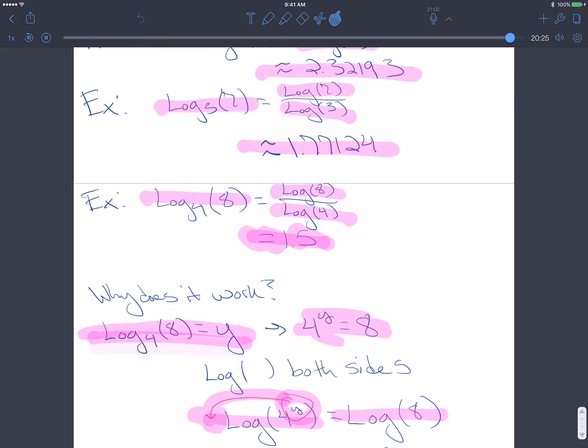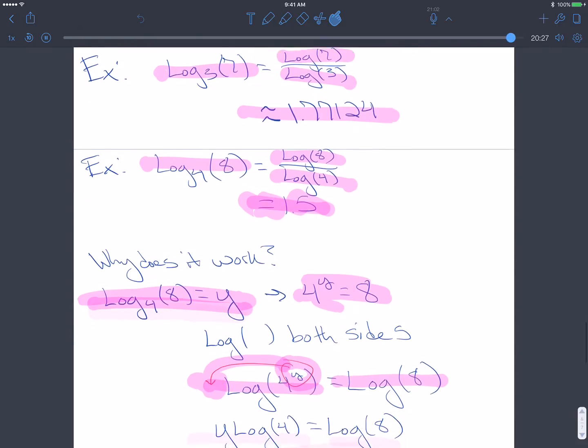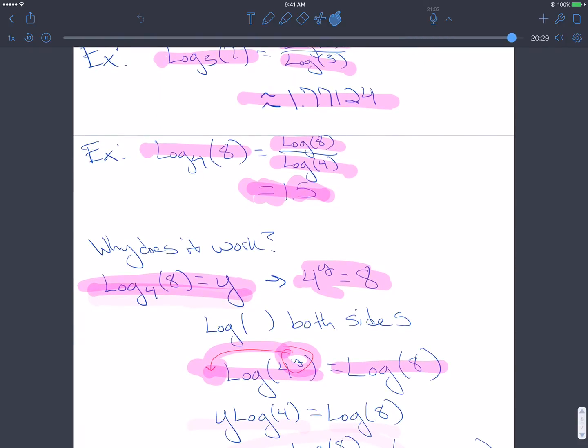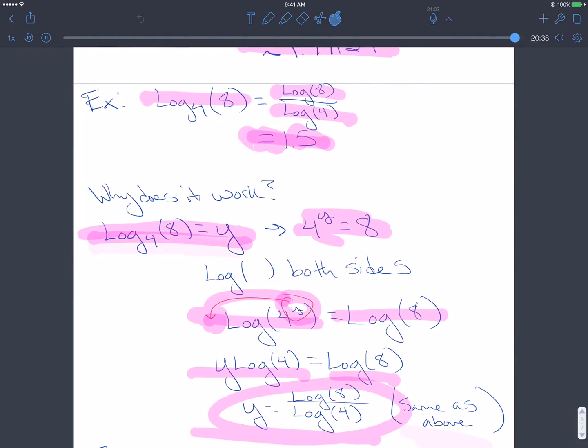And that's okay because we took the log of both sides, so we're consistent. And then you have y times log of 4 is equal to log of 8. Then all you need to do is divide both sides by log 4. And you get your change of base formula right out of it, right? Log of 8 over log of 4. That's exactly what we just did to get the 1.5. So you get the same results as you would if you were able to actually evaluate log base 4 of 8. But this opens it up so you can evaluate any logarithm.